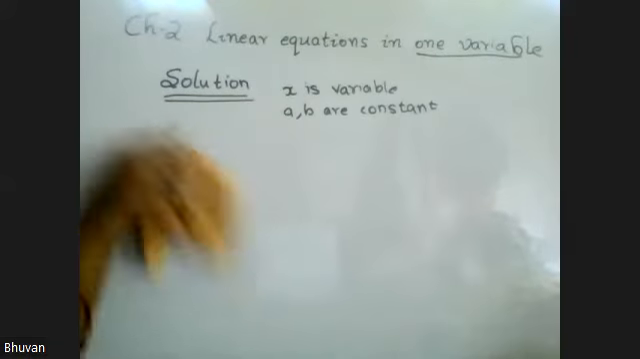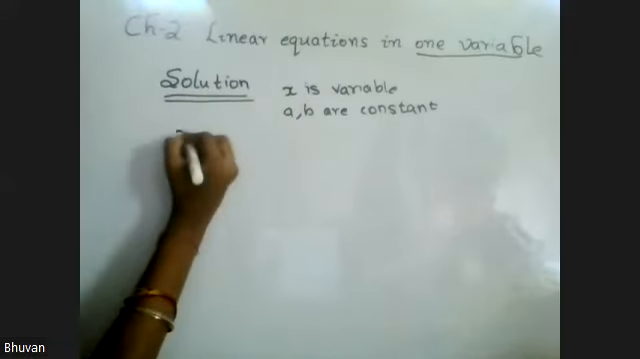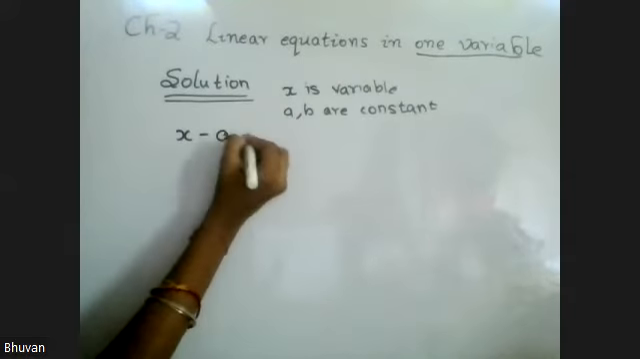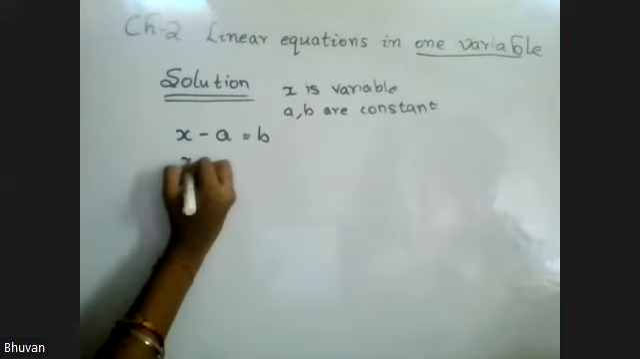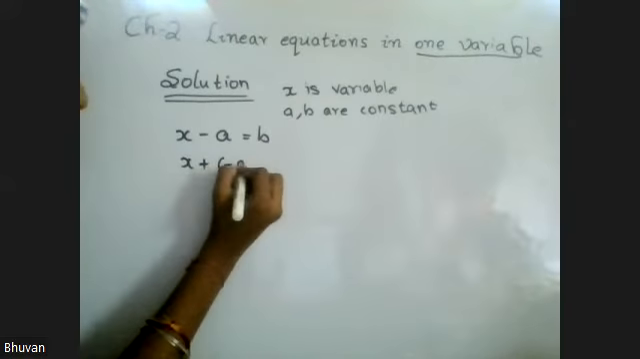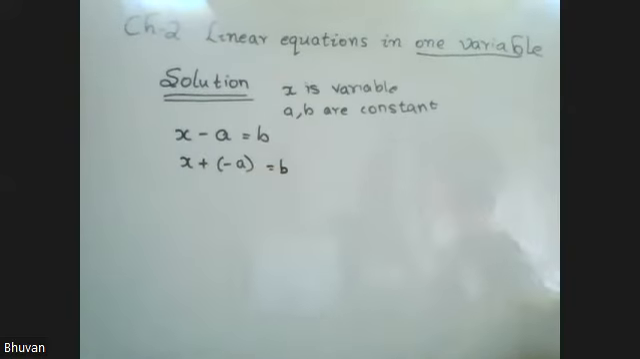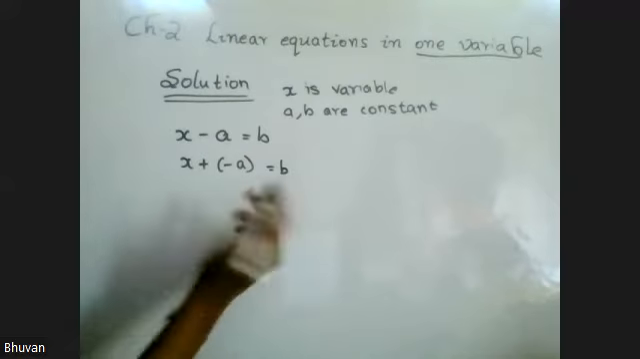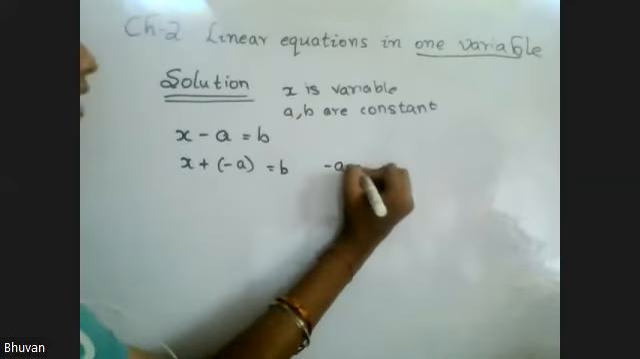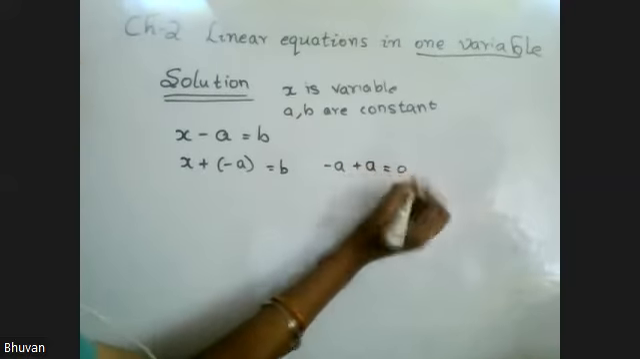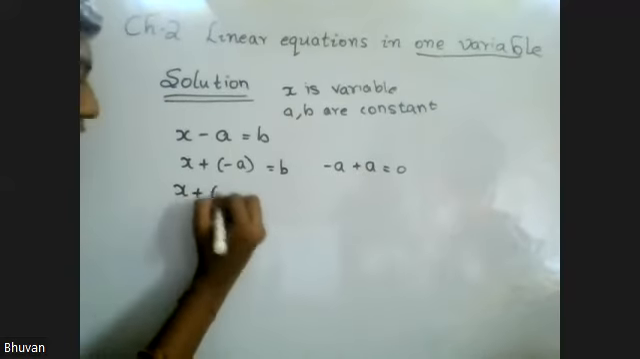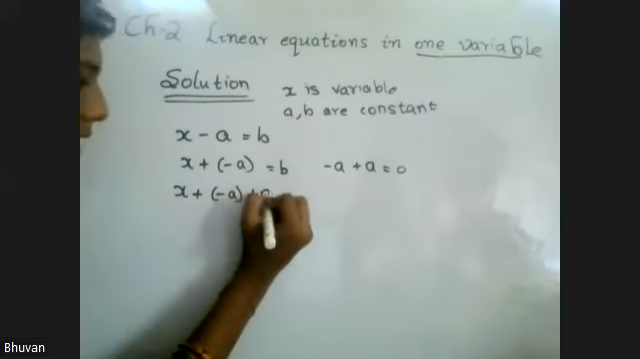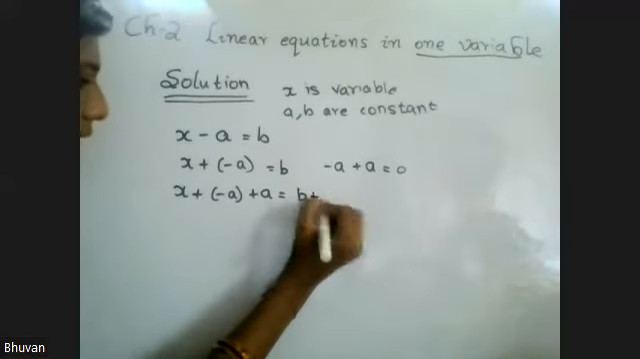So x minus a equal to b. So now what is here? Here we can write it as x plus minus a equal to b. Am I right? Okay. So now what is the additive inverse of minus a? It is a, which provides 0. So now we are adding a on both the sides. x plus minus a plus a is equal to b plus a.